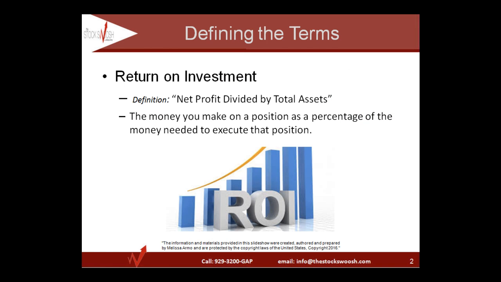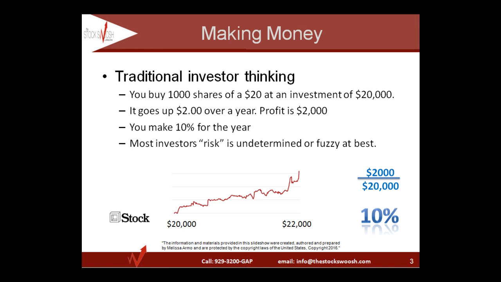Defining the terms, return on investment, commonly known as ROI, the definition out of the book somewhere is the net profit divided by net assets. My simplified definition is simply the money you make on a position as a percentage of the money needed to execute that position. Let's take a look at typical investor thinking.